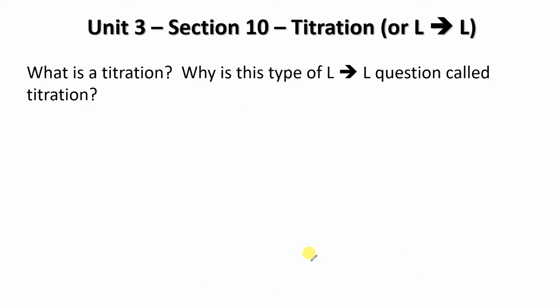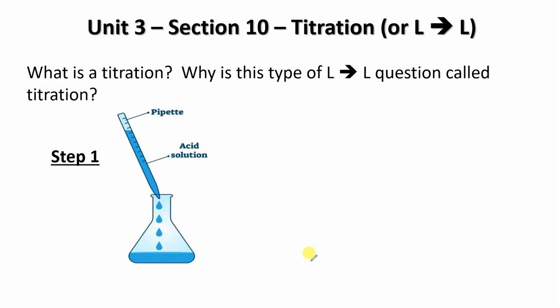So what exactly is a titration? Why did I call it titration, and how would it apply to this particular type of question? Well, again, remember, titrations can only happen between acids and bases when there's some neutralization going on. So if we were going to carry this out in the lab, our first step would be to grab a pipette and have an acidic solution perhaps present. You could start with a base. In this example, we'll just start with an acid.